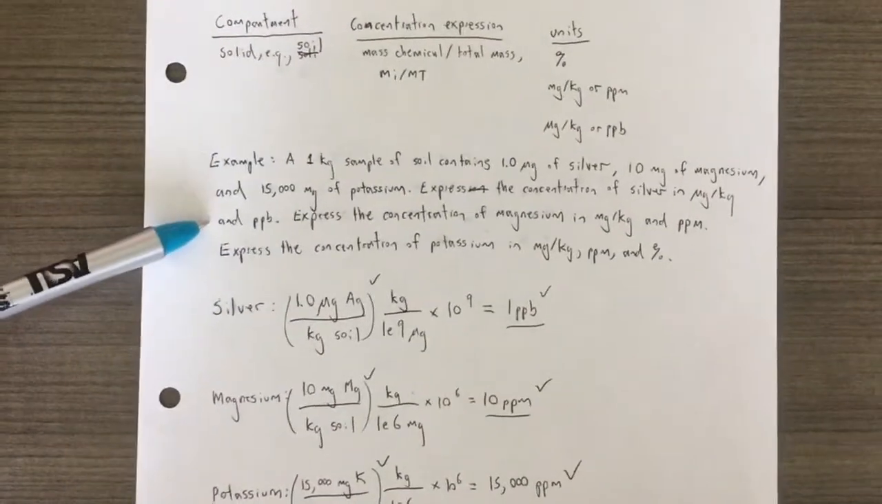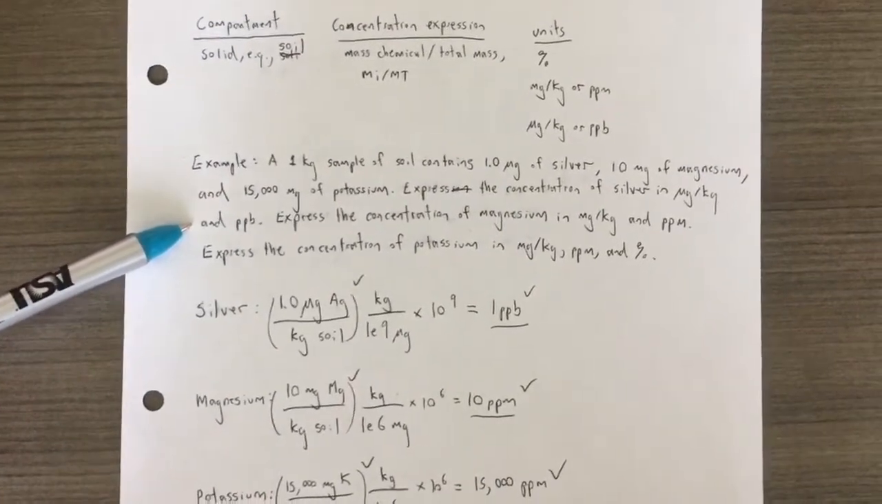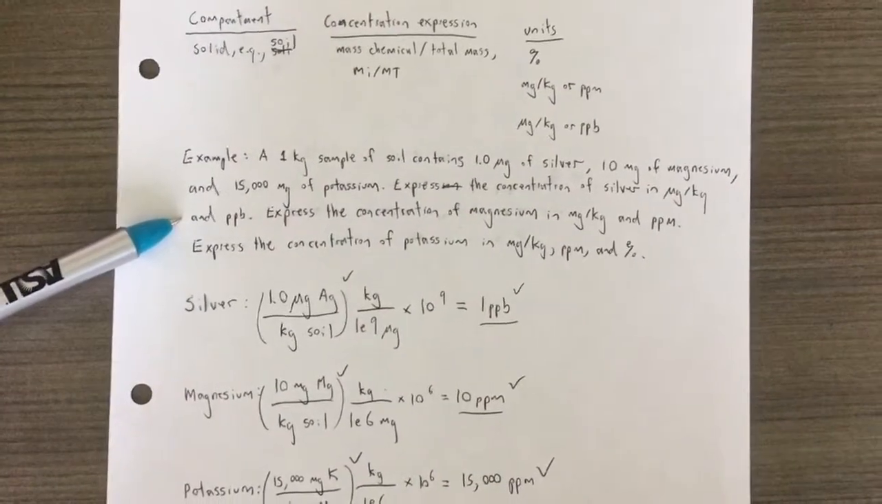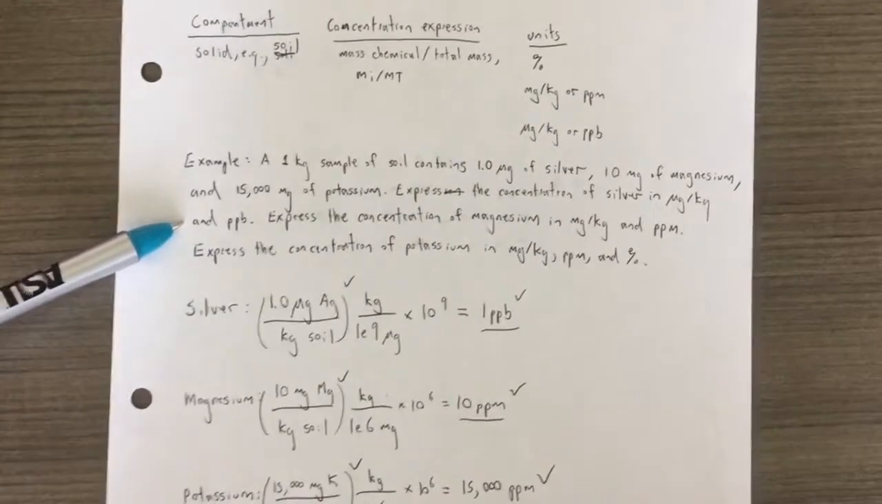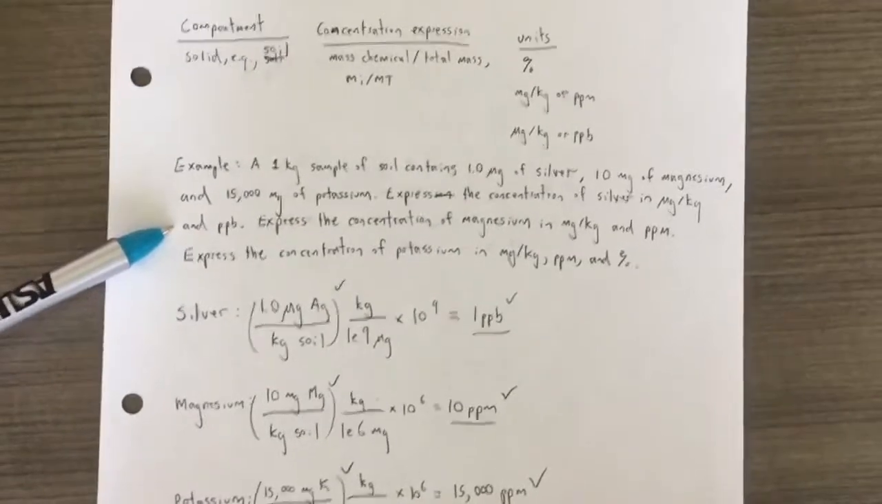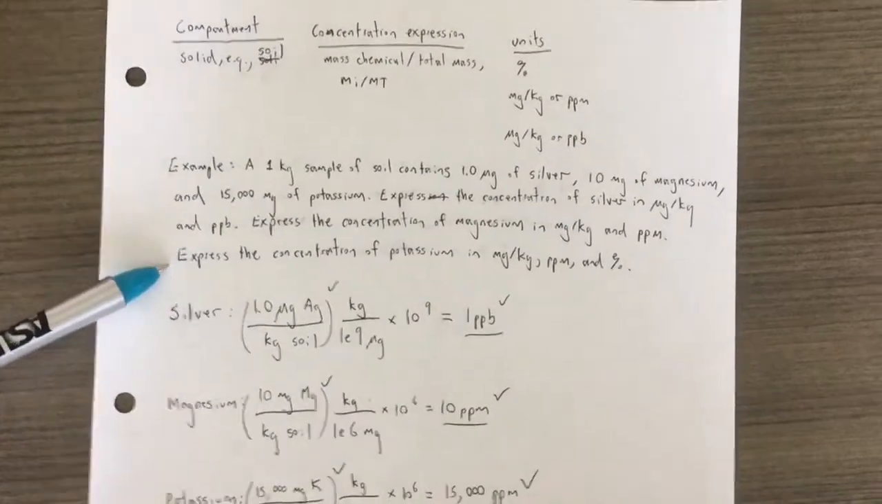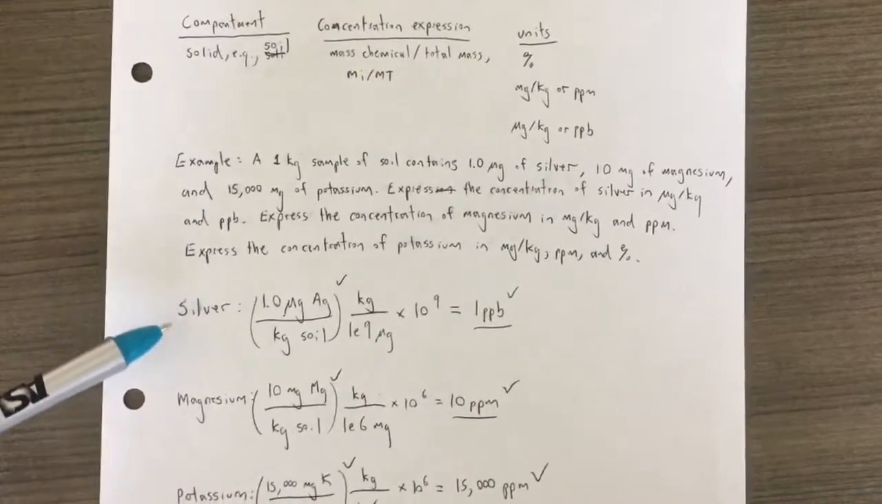So here's an example for us. A 1 kilogram sample of soil contains 1 microgram of silver, 10 milligrams of magnesium, 15,000 milligrams of potassium. Express the concentration of silver in micrograms per kilogram and part per billion. Express the concentration of magnesium in milligram per kilogram and part per million. Express the concentration of potassium in milligrams per kilogram, part per million, and percent. All right, let's look at silver.